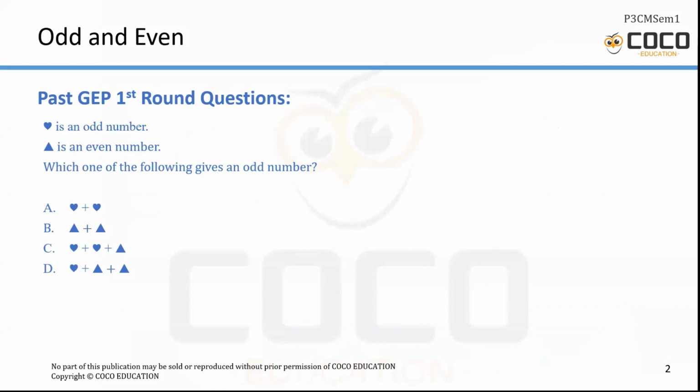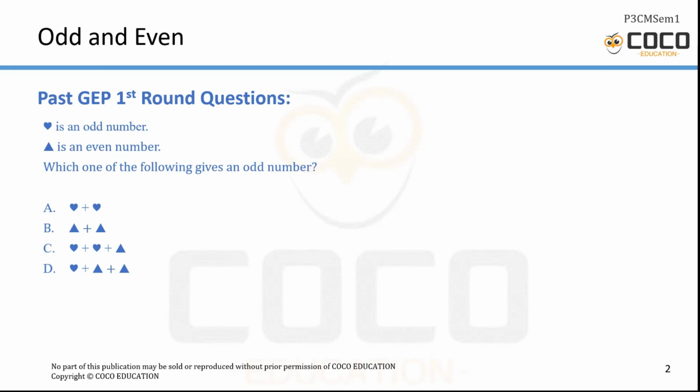So normally they will tell you a shape. Okay, like this question. The heart shape is an odd number and the triangle is an even number. So they will give you a lot of different kinds of calculations. So based on these calculations, they will ask you which one gives you an odd number.